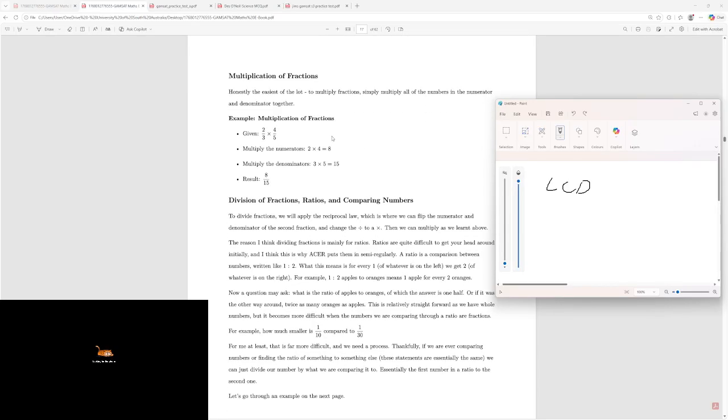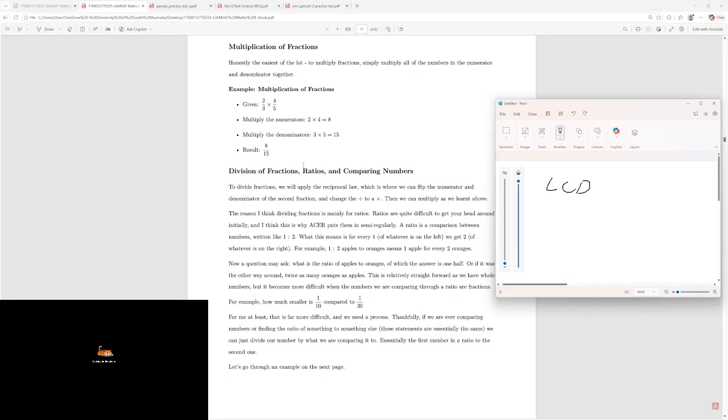So you see that example there. 4 times 2 is 8 over 3 times 5 is 15. 8 over 15, done. Division is a bit tricky.